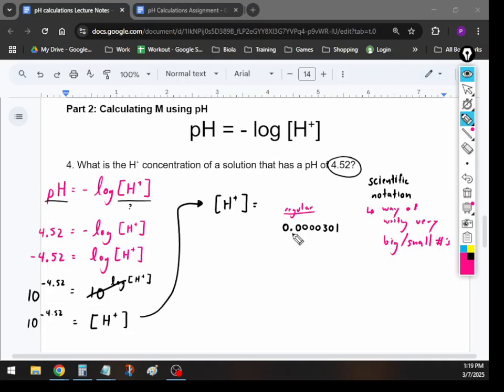So we're going to count. 1, 2, 3, 4, 5. So if you take a look, we moved the decimal 5 times to the right. So far, so good? So that we can write it in scientific notation.